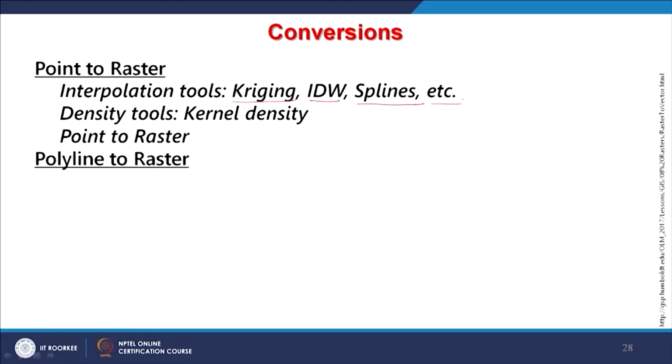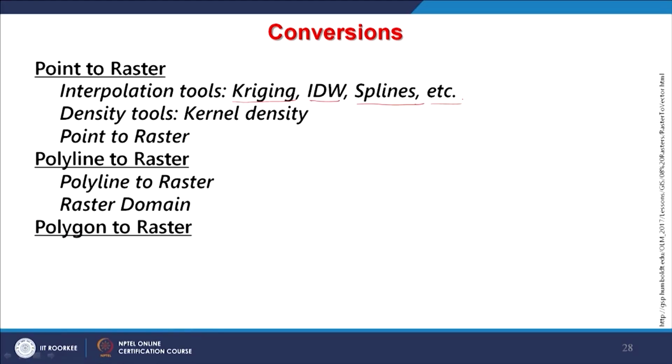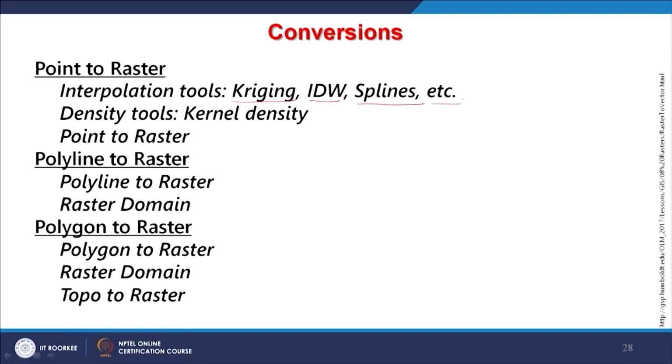Point to raster, polyline to raster and polygon to raster: all these conversions are sometimes required for certain types of analysis. And topo to raster, which means the topography or topographic map. But there is no automatic conversion available from raster to vector. This one has to be remembered.